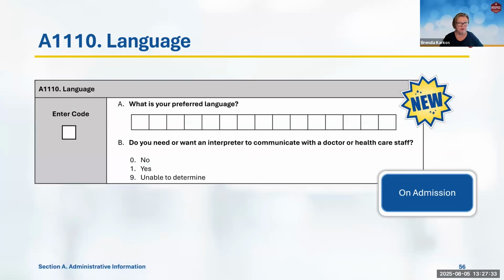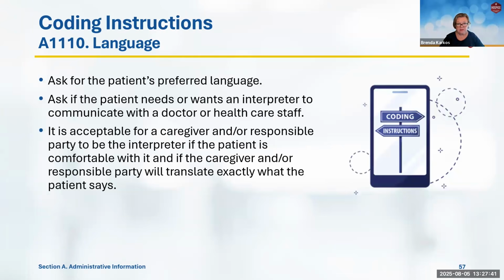So here's another one of the new items, and this one is asking about preferred language. It's only asked at admission. For this item, you ask what the patient's preferred language is. Then ask if the patient needs or wants an interpreter to communicate with a doctor or healthcare staff. It's acceptable for the caregiver or responsible party to be the interpreter if the patient is comfortable with it and the caregiver agrees to translate exactly what the patient is saying.